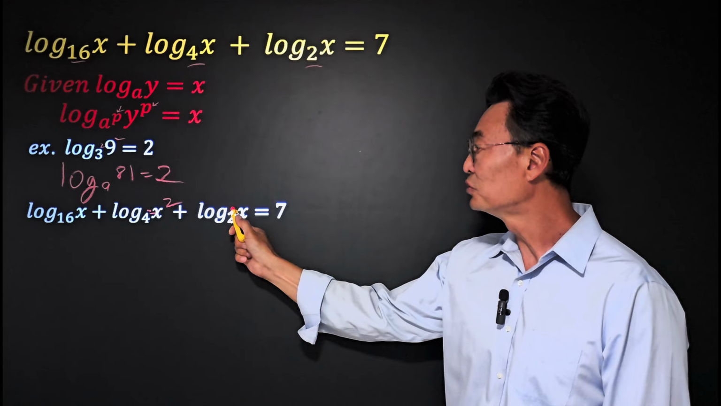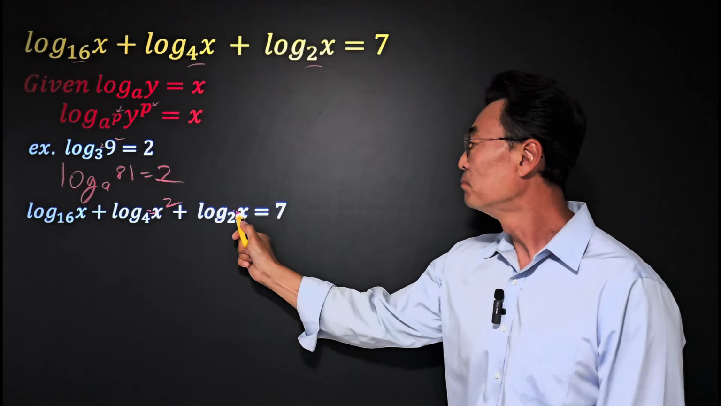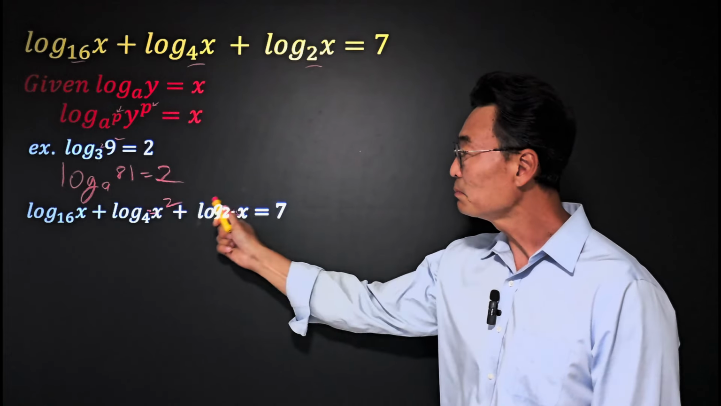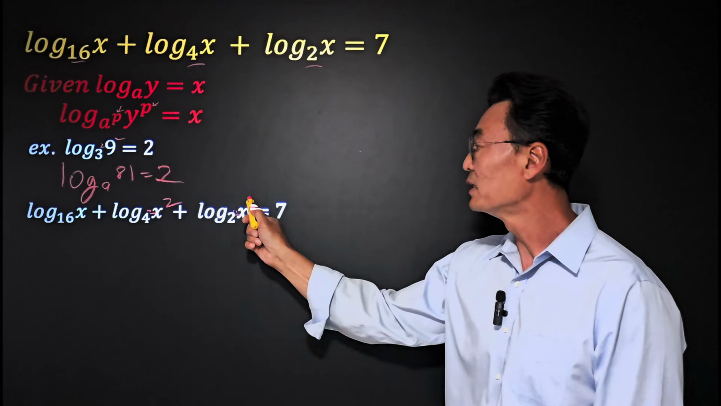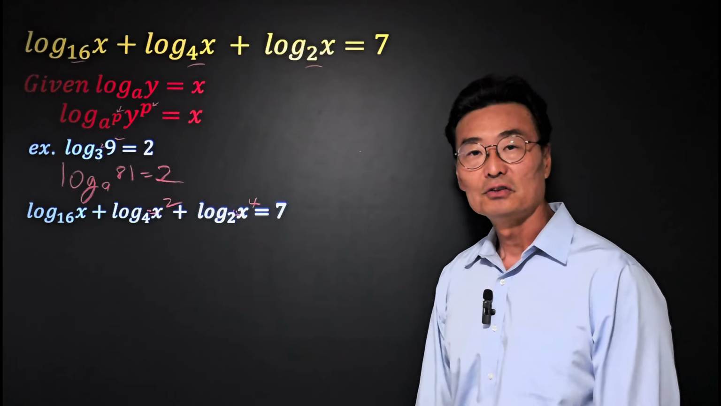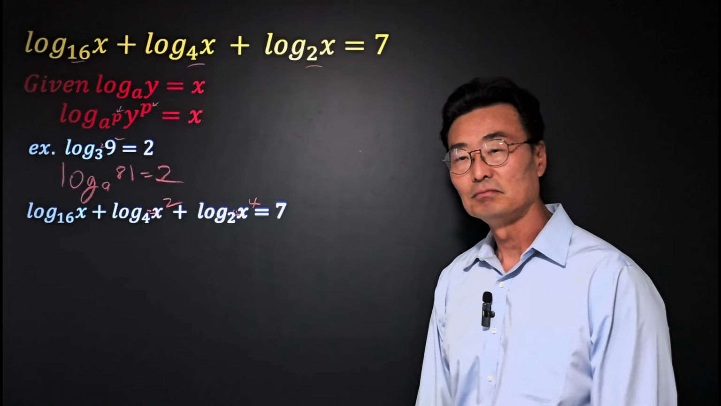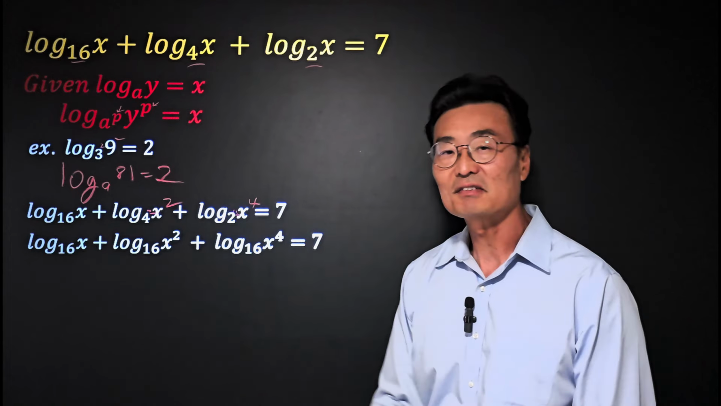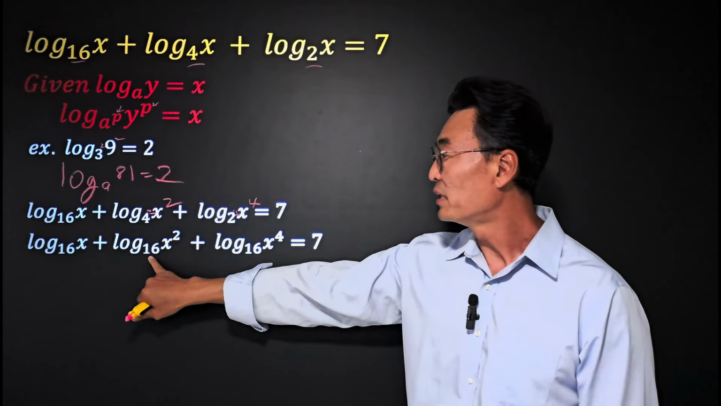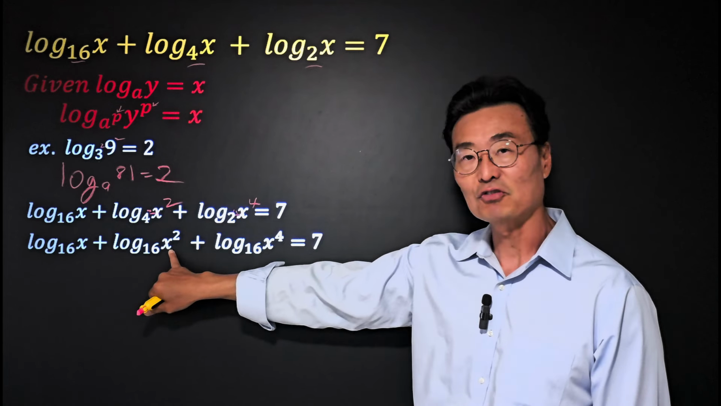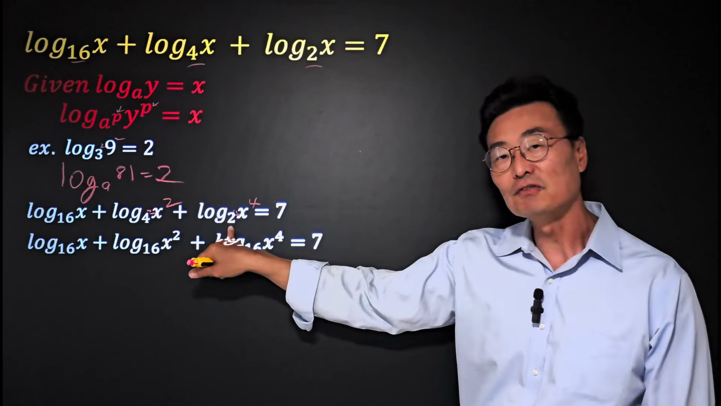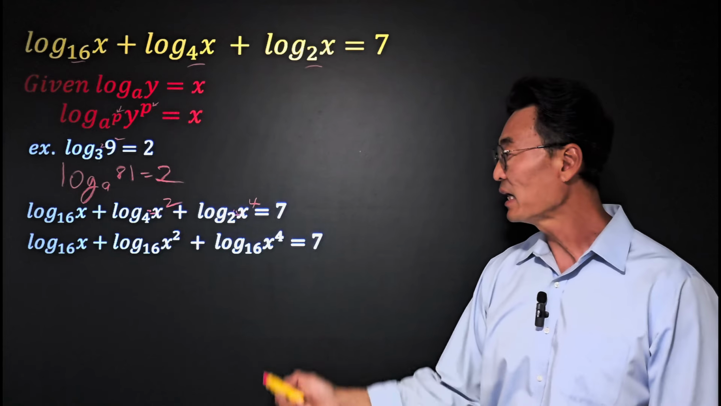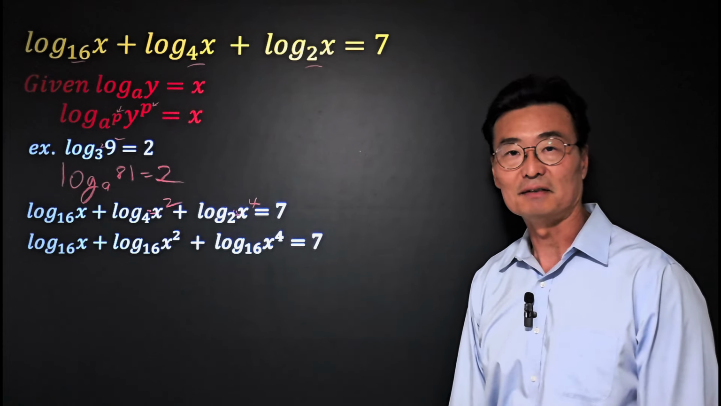I need to make the 2 to the 4th power so it becomes a 16. Then, in order to keep the same log expression, I need to go ahead and do the 4th power to the x, or the argument, as well. If I do this, we end up with, again, log base 16 of x doesn't change. 4 squared is 16, and then we have the x squared for the argument. 2 to the 4th power is 16, and we have x to the 4th power. And it still equals 7.